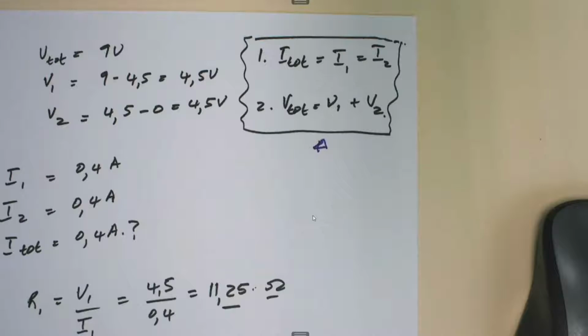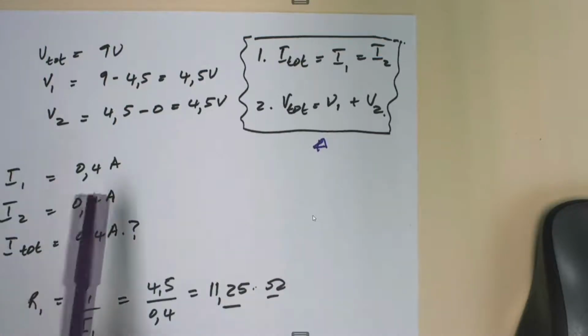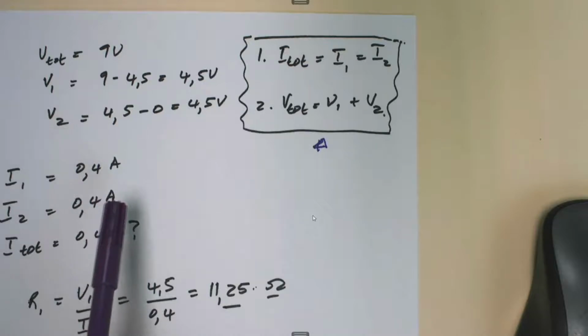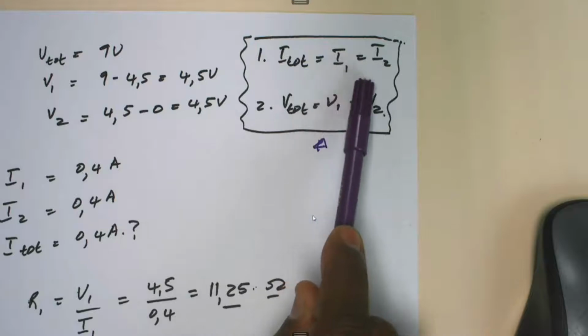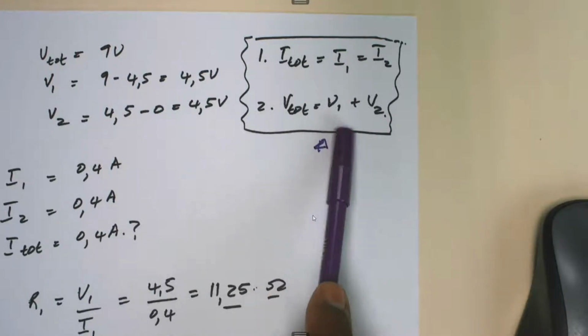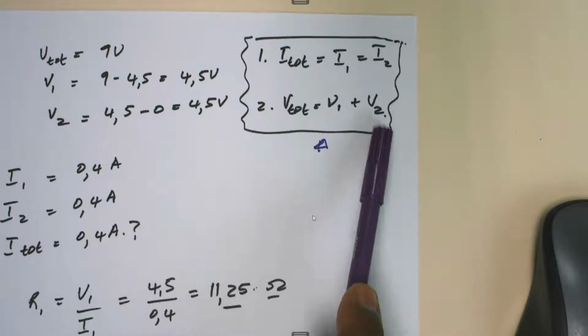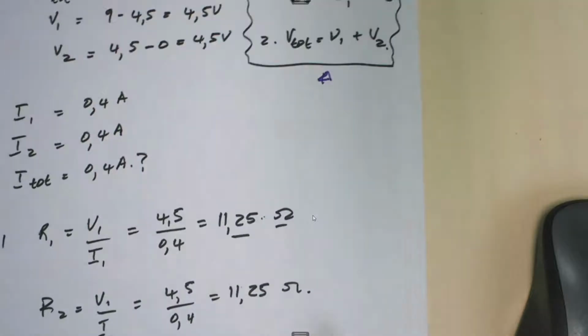So in your conclusion, you can indicate that for a series circuit, I total is equal to I1 is equal to I2. V total is equal to V1 plus V2, or plus V3, depending on the number of resistors that you have in there.